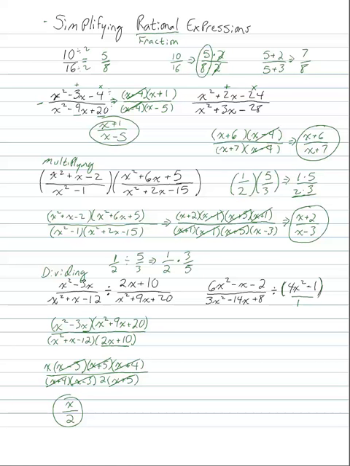Okay, so let's see. I'll have 6x squared minus x minus 2 on top. I'm going to write this as one big fraction. And I'll have, well, 1 on top. Okay, that's not going to do much to it. I'll have 3x squared minus 14x plus 8. And I'll have 4x squared minus 1.